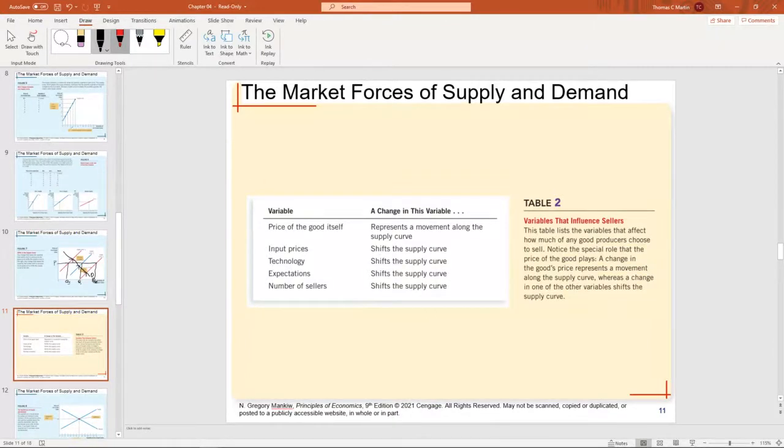Expectations. With expectations, just like with the consumer, the business does the same thing. If they expect the price to go up, they're going to reduce the amount that is available today. They're going to hold to sell tomorrow when the price goes up. If they think the price is going to go down, they'll start selling.